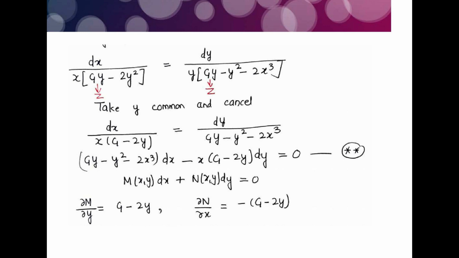So now in this ratio, dx upon and dy upon cross multiply and write down your equation in the form M dx plus N dy equal to 0. Now we check the exactness. Derivative of M with respect to y is c1 minus 2y, and derivative of N with respect to x is minus of c1 minus 2y. Clearly it is not exact. Now we look for some suitable integrating factor for this one.